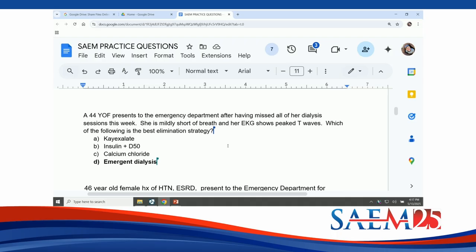So this is version A. Notice the very careful wording of the lead-in, best elimination strategy. So do you need emergent dialysis or just dialysis? Oh, that's a great point, because you're talking about the strategy.